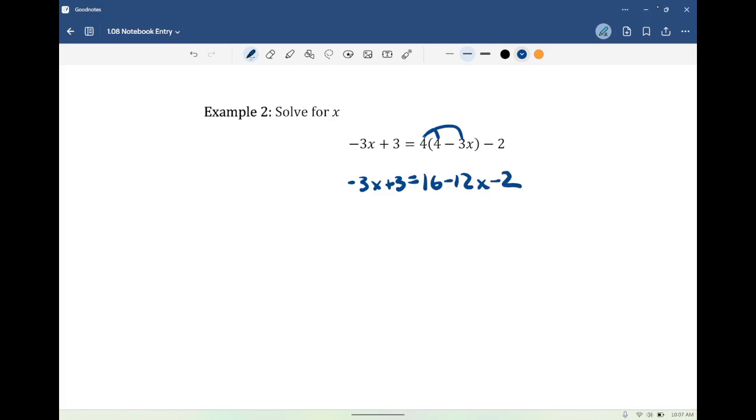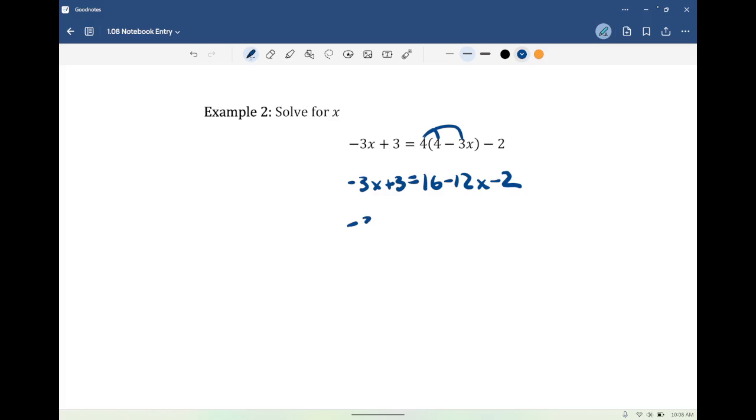Now, I do not want to jump into inverse operations. I don't want to yet. Raise your hand. What should I do first before I perform inverse operations? Gabby. Simplify the 16 and the negative 2. I have like terms. I need to combine them first.